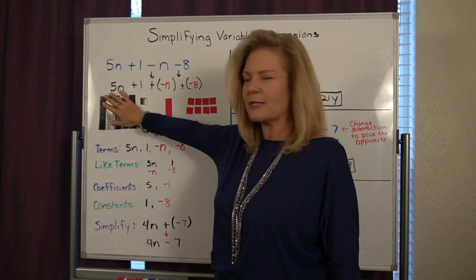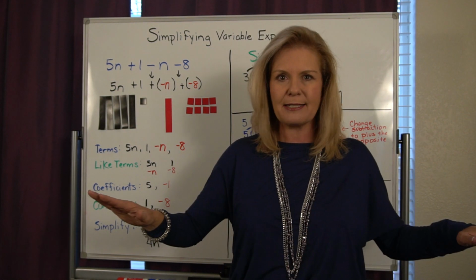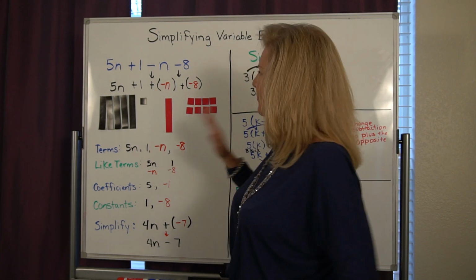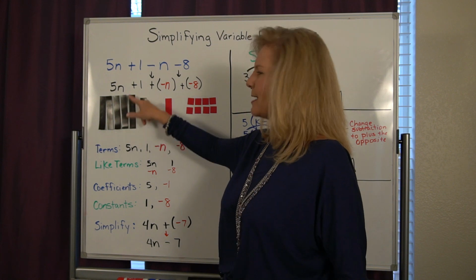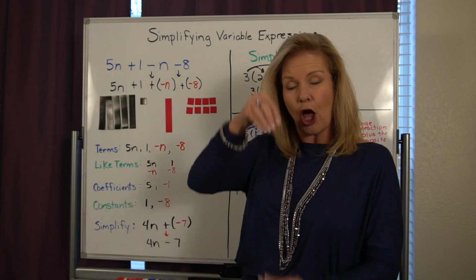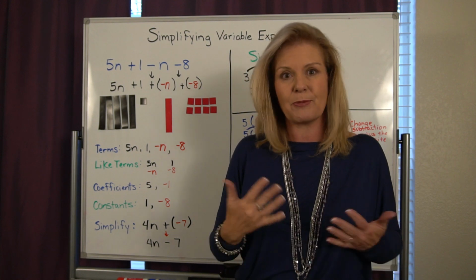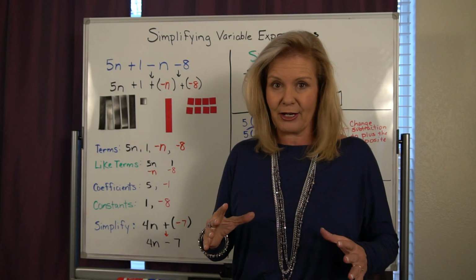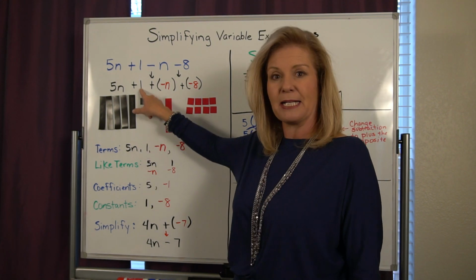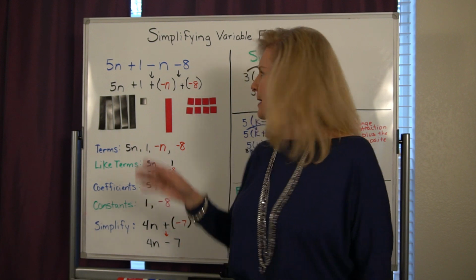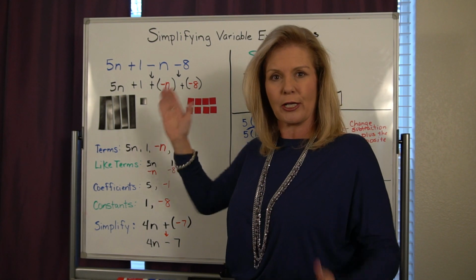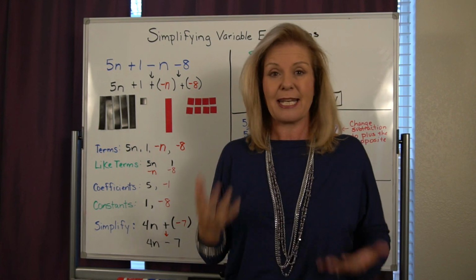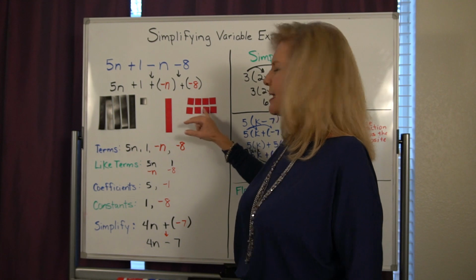Well, my variables, my n's, look very different than my numbers, and I can show that using my algebra tiles. So if we take a look here, I have 5 positive n's. Therefore, I use the long bars and I use the black ones to represent a positive number. Now, my number itself is not a variable. So I use these little squares, but it's a positive, so I have a black little square. My negative n is a long, but it's red because it's negative. And my negative 8, that's just a number, it's an integer, so I use my red squares.